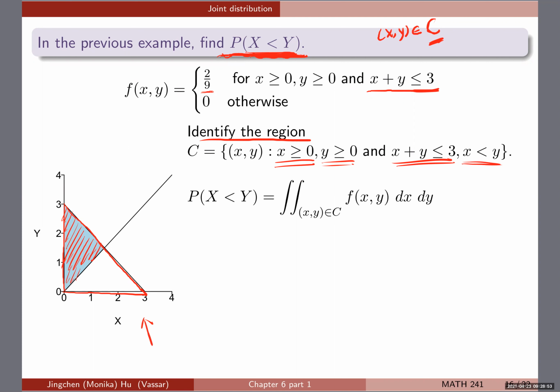So this is the definition, we know that. If I want to know the probability of x smaller than y, that is an event about x and y, so you are doing a double integral over C. We defined it already, but then we're going to try to work out the double integral bounds soon. But going back to the definition, we know that this is the first step.